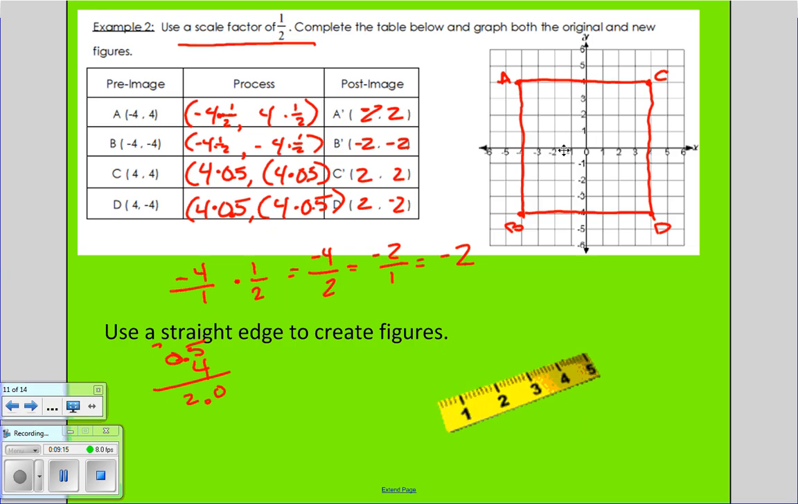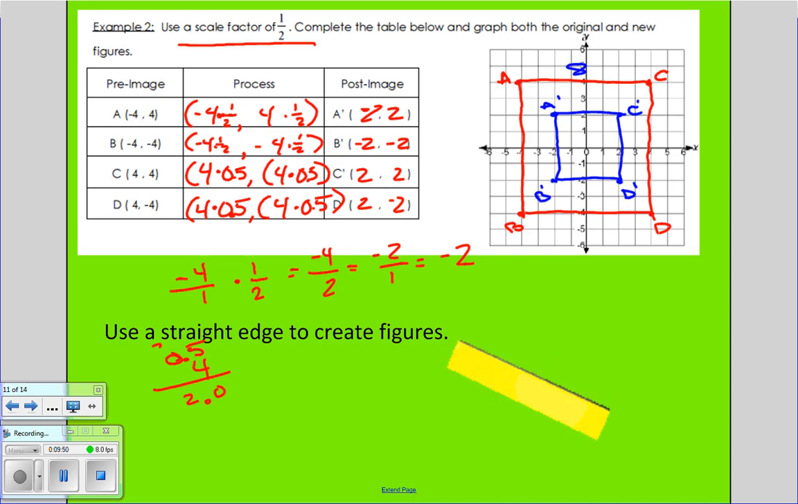So -2, +2 for letter A. -2, +2, A prime. B prime is at -2, -2, B prime. C prime, +2, +2, and D prime, +2, -2. Notice how our new image, our post image they call it, is half the size of the original. The side length is half the size. So this had a side length of 8, and this has a side length of 4. It's half the size.